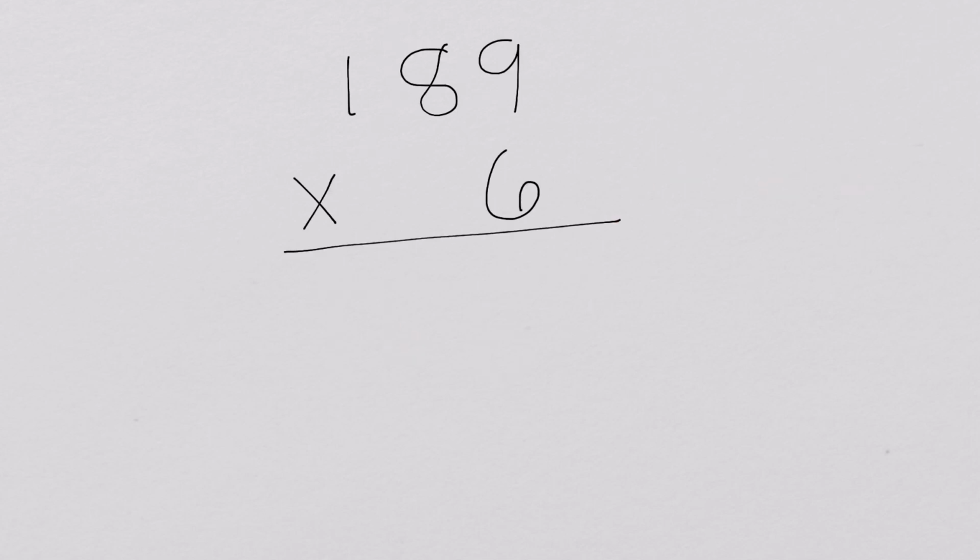Let's try this in our next problem. Here we have 189 times 6. If you're feeling confident in your multiplication abilities, feel free to pause the video and try to solve this on your own. Otherwise, I'm going to solve it with you. Starting off, just like before, we're going to take 6 and multiply it by the 9. 6 times 9 is 54, so we put down the 4 and we carry the 5.